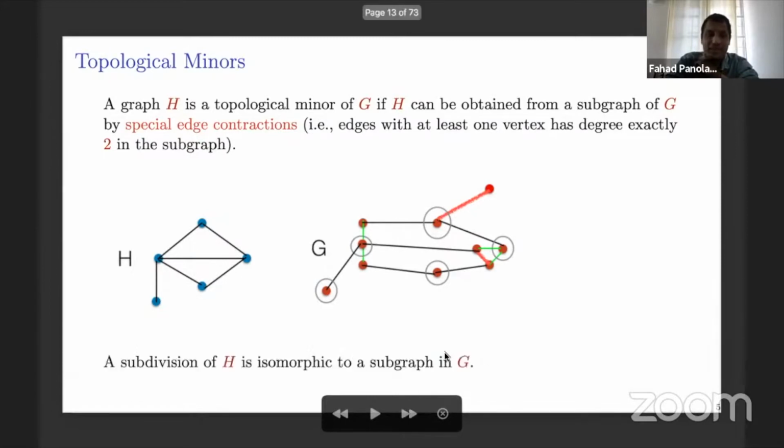Or in other words, you can think of it as taking a subdivision of H. By subdivision I mean you can place as many vertices as you like on the edges, and that should be isomorphic to a subgraph in G. That is another way of looking at it, and then you can say that H is a topological minor of G.